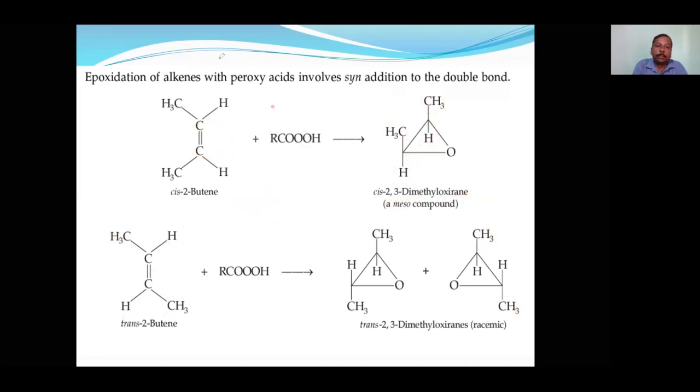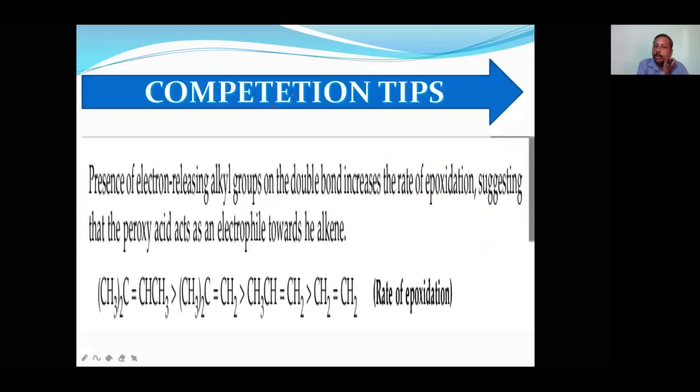Now let's see the next topic. Competition tips, very important. There will be an increasing order of epoxidation. See here, you will find two methyl groups here, one methyl group here, and here two methyl groups and no methyl group. The more alkyl groups, the more the rate of epoxidation. When the question comes to arrange the following in increasing order of epoxidation, that time you will answer like this. Okay, so don't lose interest. Some few important points I am going to tell you. Okay. Now let's see the next.